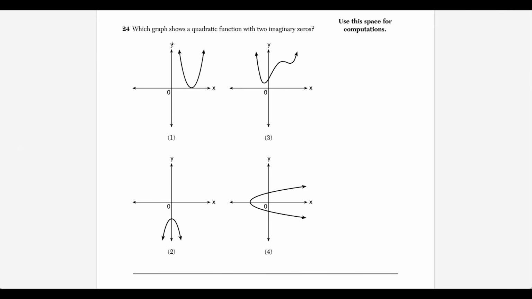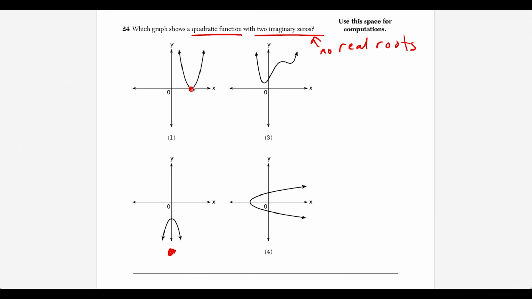So question 24, our final question. Which graph shows a quadratic function with 2 imaginary zeros? So for this one, I'm looking for something that has no real roots. And if it has no real roots, that means it's not going to hit the x-axis. So right away, I could see that it's choice 2. But let's look at why the other answer choices are no good.